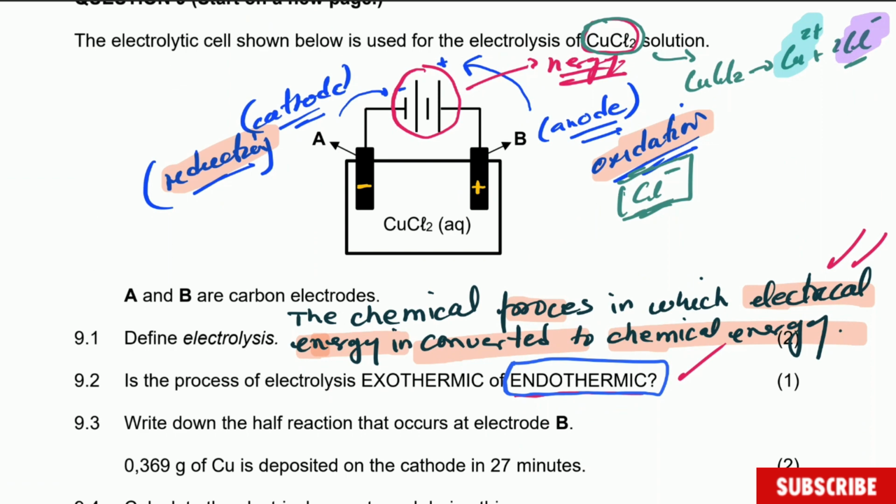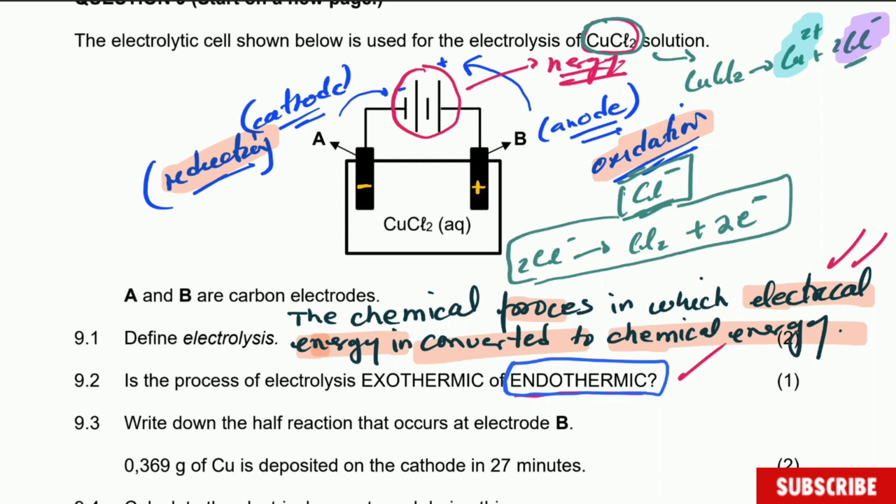So for chlorine, if you write it from the table, you will have 2 Cl minus, and I'm writing exactly as it is in the table. The only difference is I'm using only 1 arrow. 2 Cl minus gives Cl2 gas on the other side. The states are not needed there. Plus 2 electrons. This is the oxidation half reaction for the electrolysis of copper chloride. Quite simple. If you do that, you'll get 2 marks.